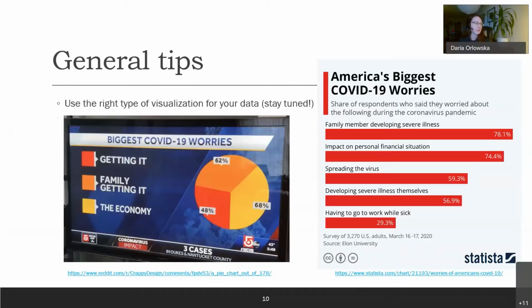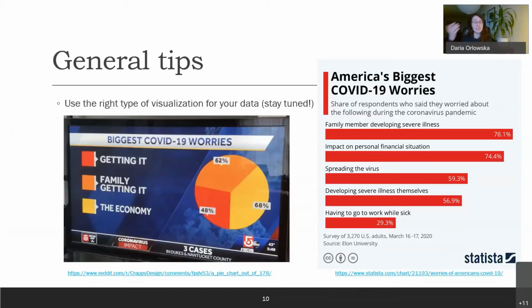The title is Biggest COVID-19 Worries. Labels are Getting It, Family Getting It, The Economy. Yeah, the pie graph adds up to more than 100%. Exactly. And so you have 68, 62, and 48. The other questions I would have is, whose biggest COVID-19 worries? And are there any overlaps between these categories?